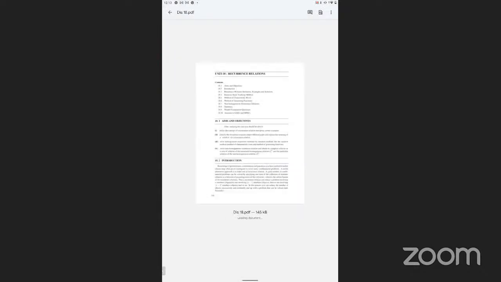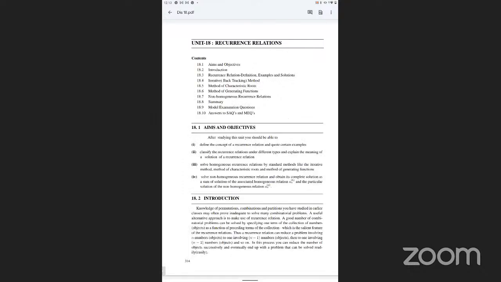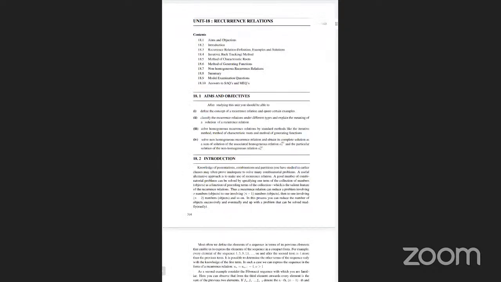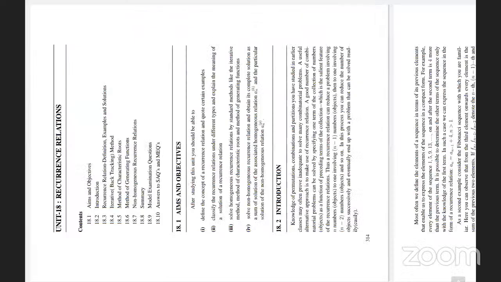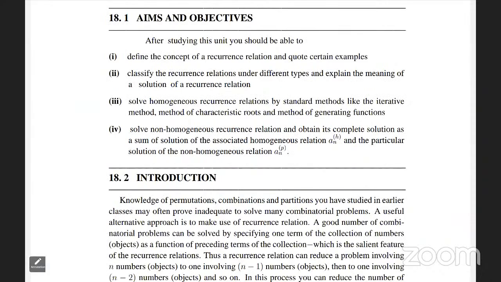Recurrence relations means repetitions. How many times can we get the repetitions? That is called recurrence relations. After studying this unit, you will be able to know the different kinds of recurrence relations and certain examples; we can discuss them in the aim and objective of this unit. Secondly, the different kinds of classifications of recurrence relations and their types. Explain the meaning of the solution of a recurrence relation. Recurrence relation solutions should be identified.